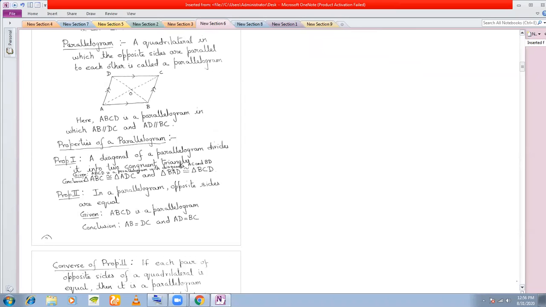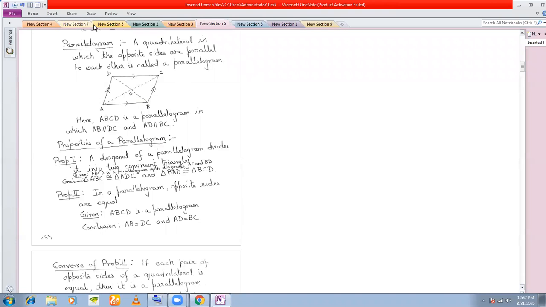Now, the properties of a parallelogram we have done also back in class 8. But the extension here is that you will have more properties of the parallelogram, in more detail. Also, you have the proof of these properties. Not only the properties, but also the proof of the theorems.